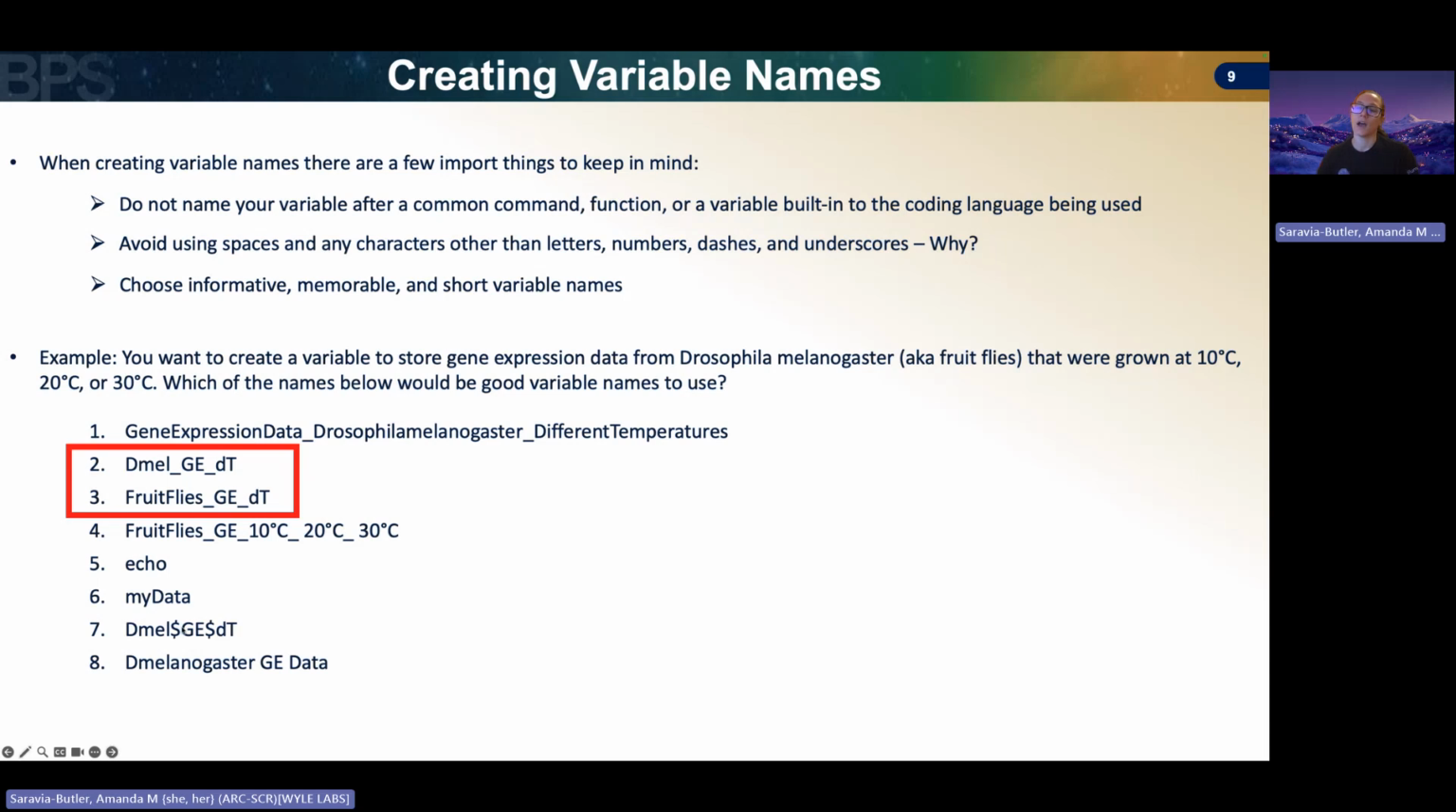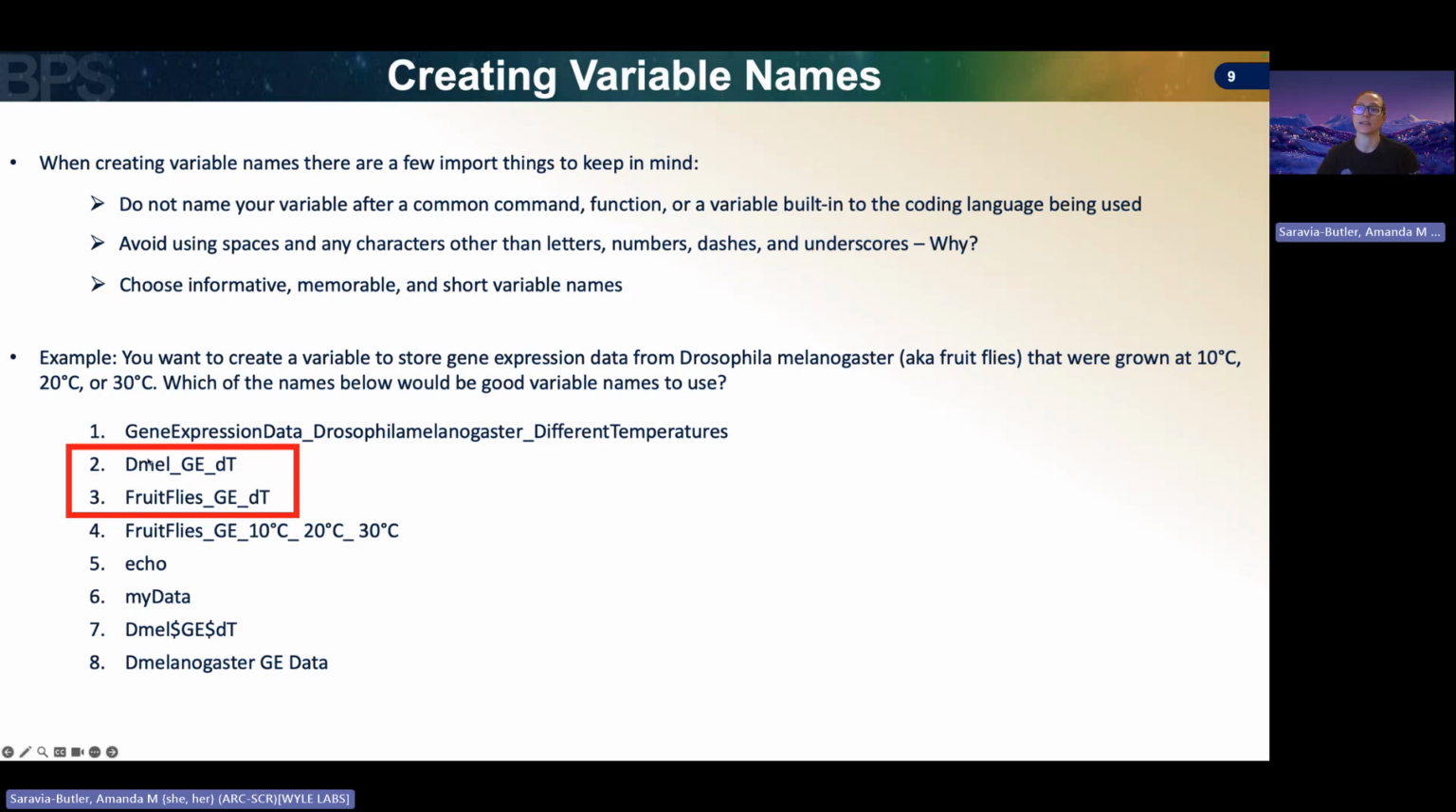Number 7 here, again, it tells me information about what's stored in that variable. However, you'll notice that it uses $, so weird characters here, and particularly the $, if you remember, is how we call variables in Unix. So this will definitely be problematic. And then number 8 here, again, informative as a variable name. However, this would not actually be stored as a variable because it has spaces. And so Unix wouldn't interpret that as one whole variable. So numbers 2 and 3 are great. They tell us what information is stored in the variable.